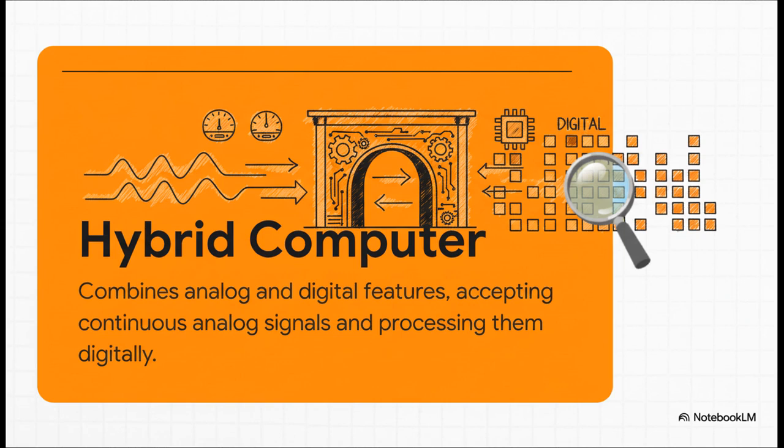So what happens when you need the real-time speed of analog and the pinpoint accuracy of digital? Well, that's where hybrid computers come in. They are basically translators, built to bridge the gap between continuous analog signals from the real world and the digital data a processor can understand.